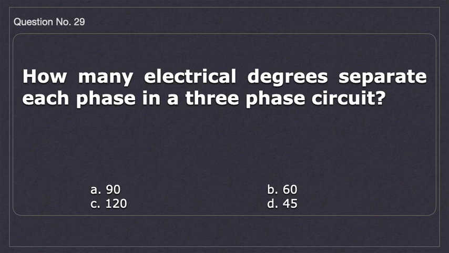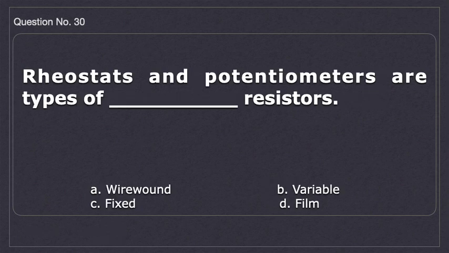A. 90. B. 60. C. 120. D. 45. Answer, C. 120. Question number 30. Rheostats and potentiometers are types of blank resistors. A. Wire wound. B. Variable. C. Fixed. D. Film. Answer, B. Variable.